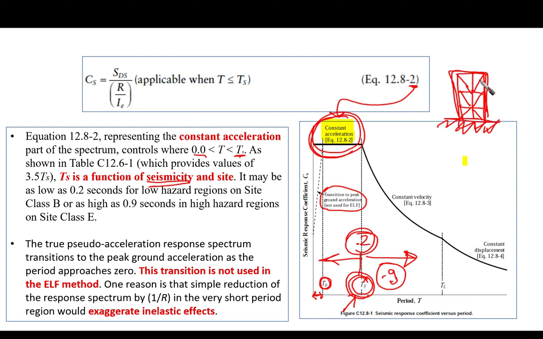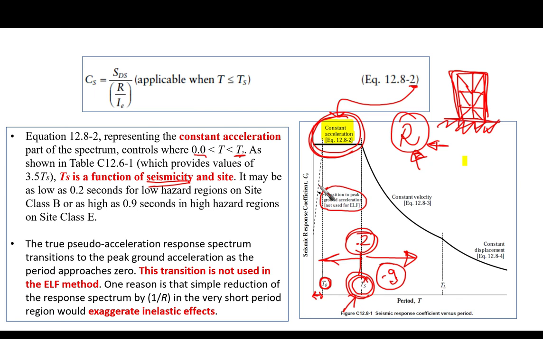This means that there is no way for the inelasticity to be propagated in the system itself, and then reduction using R is not accurate. It is exaggerating. We are exaggerating if we are going to use R here. The system would not dissipate the energy that we are assuming in the code using R. Okay, so that's the point here. Why are we not using this part?